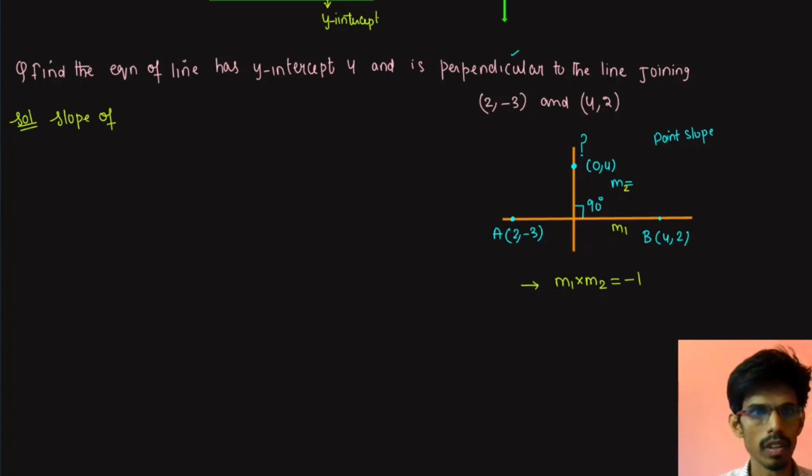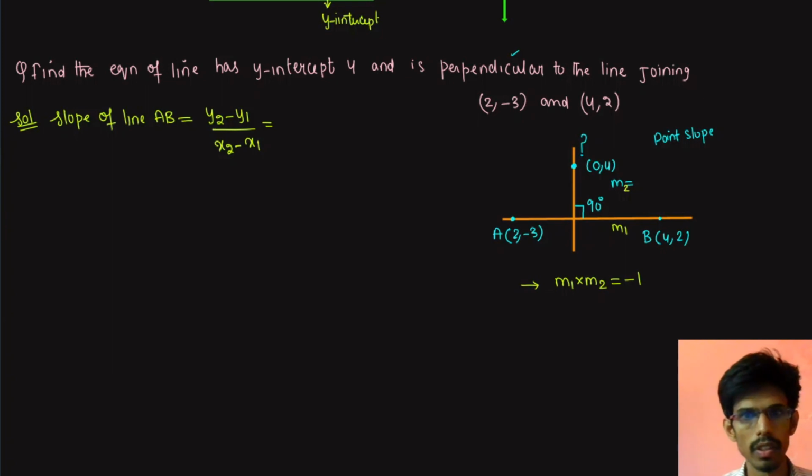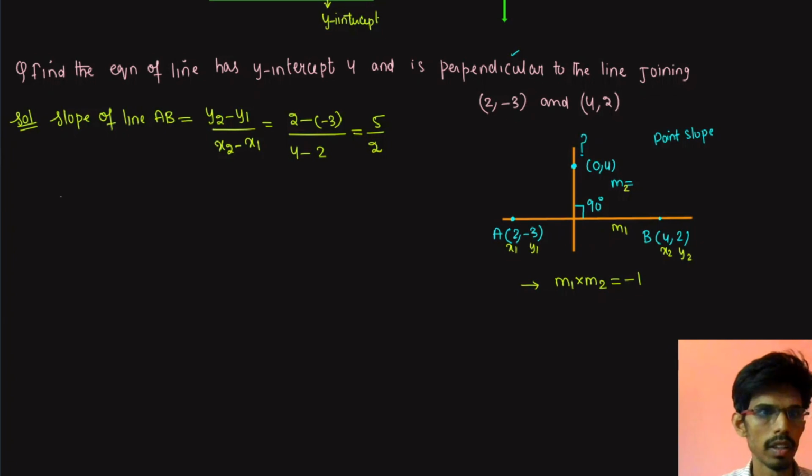Slope of line AB will be (y2 minus y1) by (x2 minus x1). So this is x1, y1, x2, y2. So y2 is 2 minus y1, y1 is -3, upon x2, x2 is 4 minus x1 is 2. So I'll get 5 by 2.